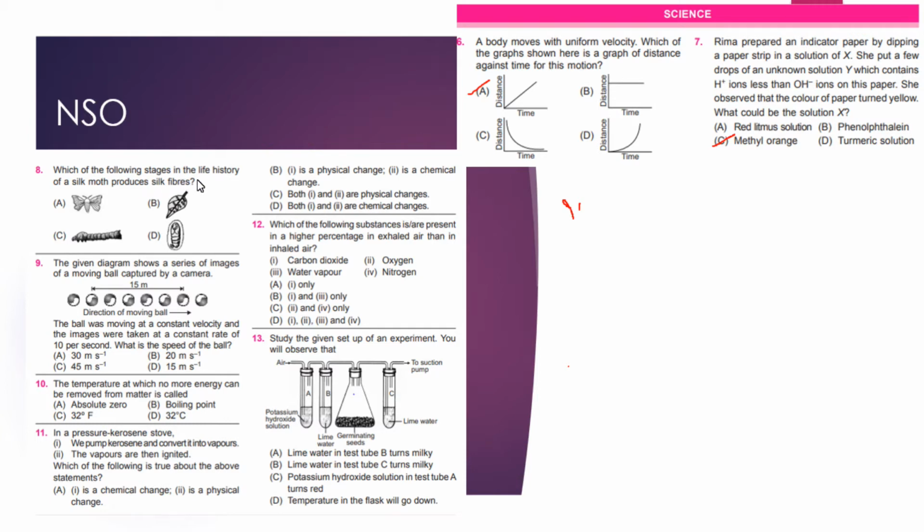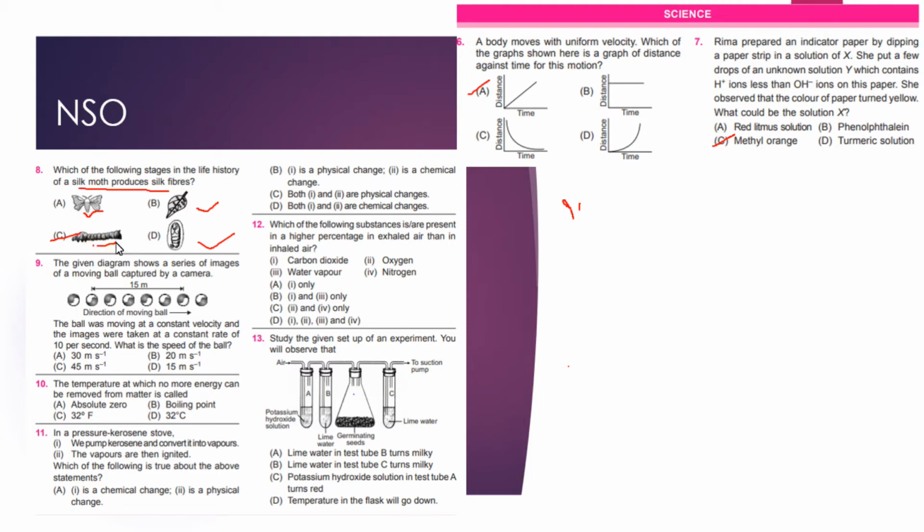Which of the following stages in the life history of silk moth produces silk fibers? Silk fibers is produced in which stage? Obviously it's the cocoon stage. Cocoon. Obviously its answer is C. This is pupa, this is egg, this is a silk moth. So only it's cocoon. Here, this is the answer.